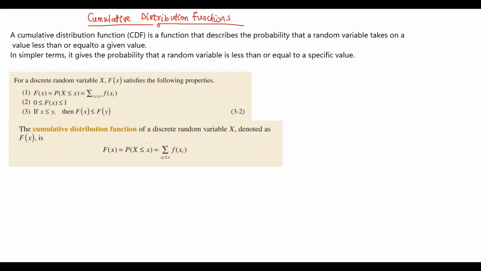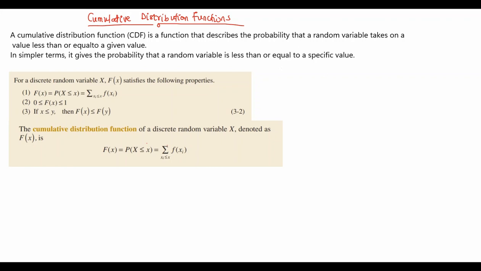A cumulative distribution function, CDF, is a function that describes the probability that a random variable takes on a value less than or equal to a given value. In simpler terms, it gives the probability that a random variable is less than or equal to a specific value. So that's what the cumulative distribution function does. I'm going to use an example to explain this to you.